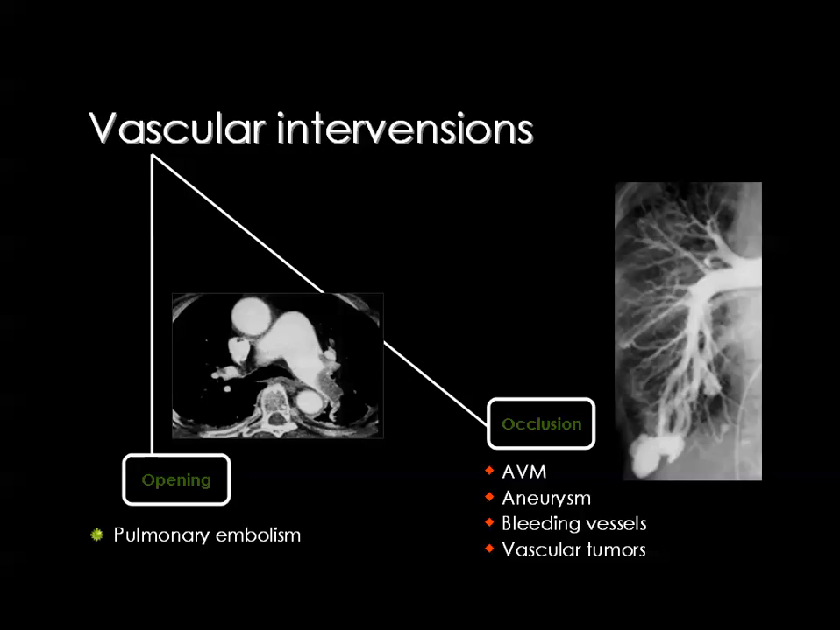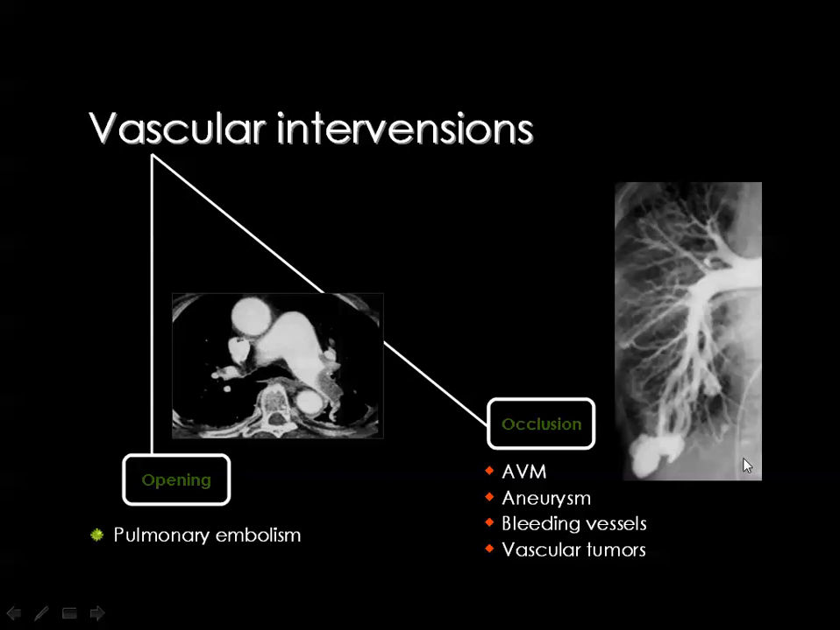Then we came to the vascular interventions, and there are two main goals for the vascular intervention. Number one is the opening of an occluded vessel, which is a technique commonly used for embolectomy of the major pulmonary emboli in the major pulmonary vessels. Actually, I don't know exactly if this technique is performed in my country or not, but I am sure that it is not performed by the radiologist, maybe performed by the cardiothoracic surgeons, for example.